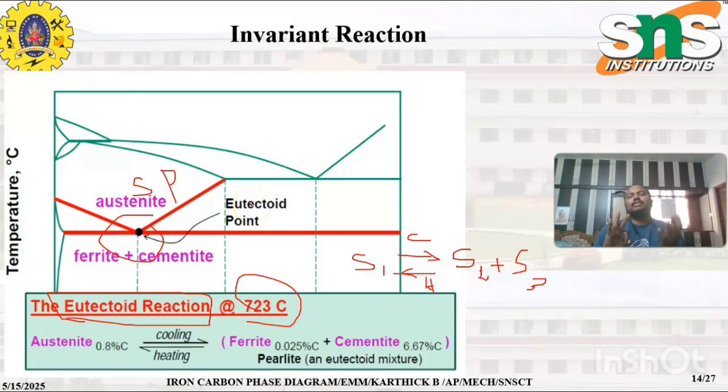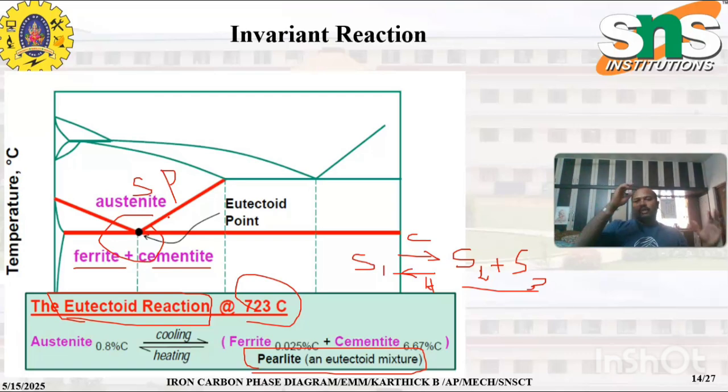There are three reactions in this. First is the peritectic reaction, which also occurs in the steel area. The eutectic reaction is the only reaction that occurs in the cast iron area. The eutectoid reaction occurs in the steel area, as we discussed. Here, the two solids are nothing but ferrite and cementite. This ferrite and cementite is known as the pearlite mixture. It is a eutectoid mixture because it occurs at the eutectoid point.